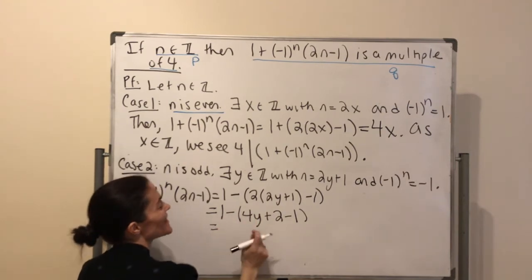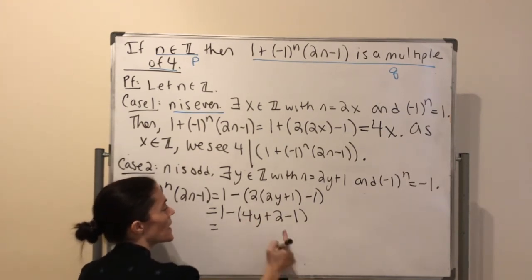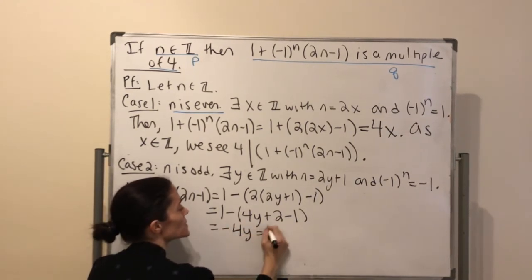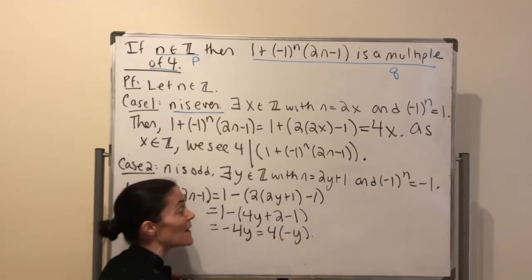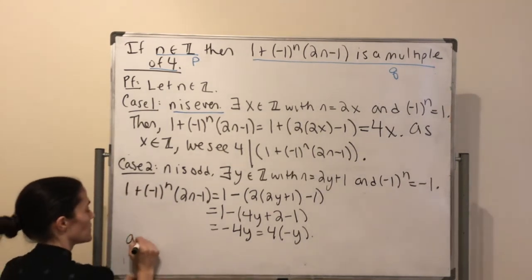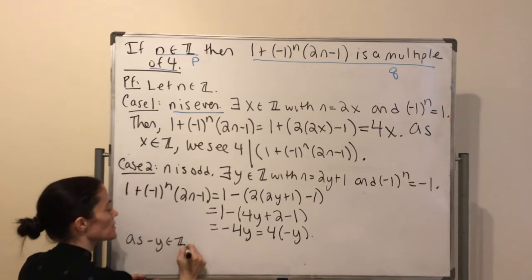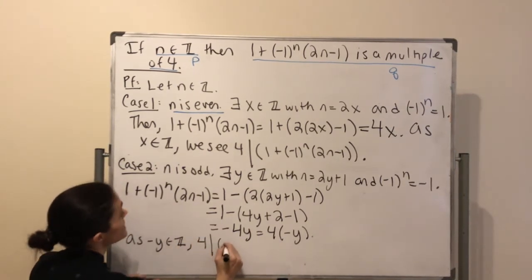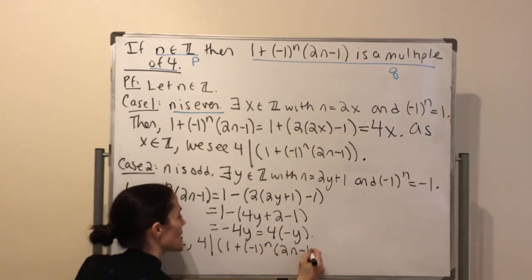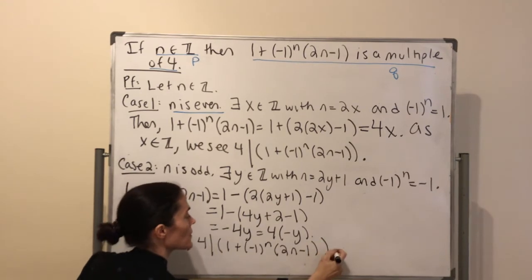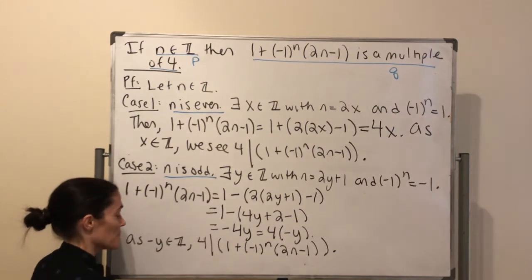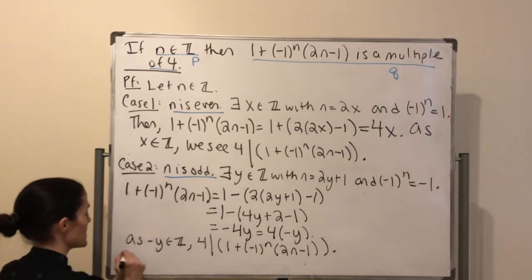well, now this is looking very nice. You see, this is 1 minus 1, which is 0, and then we just get minus 4y, which is 4 times minus y. Now I have this written as 4 times an integer. So as minus y is an integer, 4 divides this expression, 1 plus minus 1 to the n times 2n minus 1. One more. This completes case 2, and maybe I will just end with a closing statement.